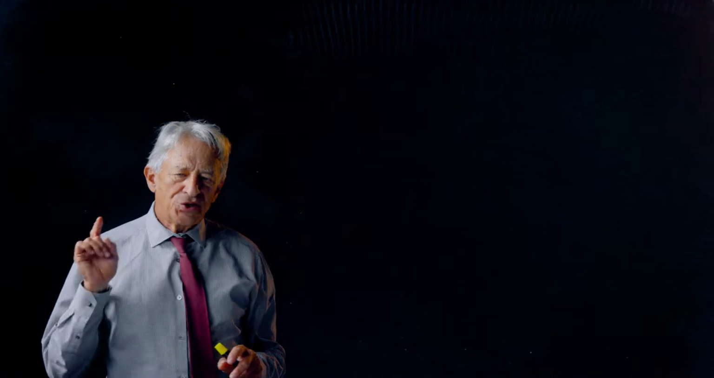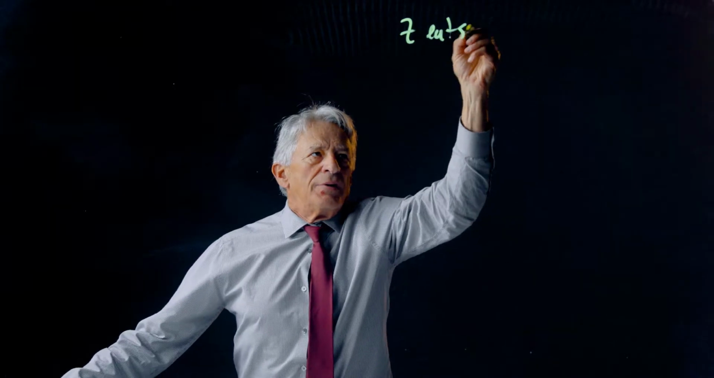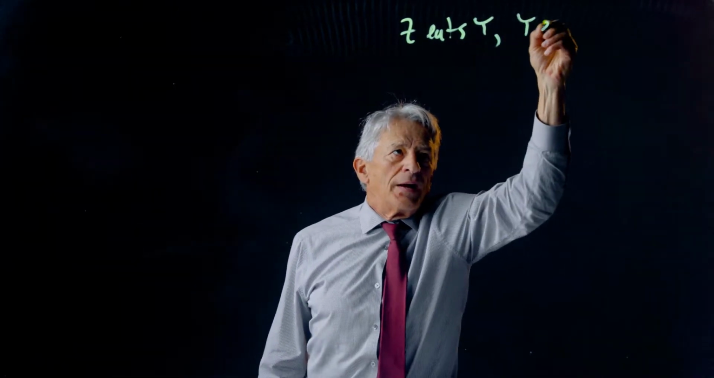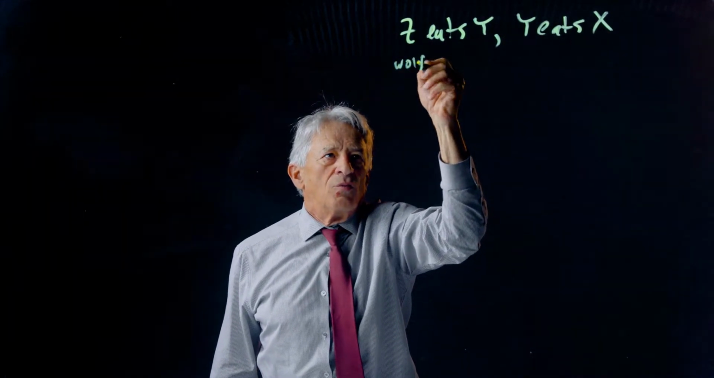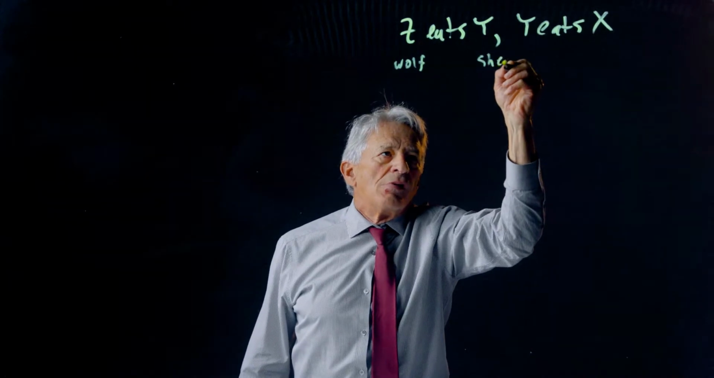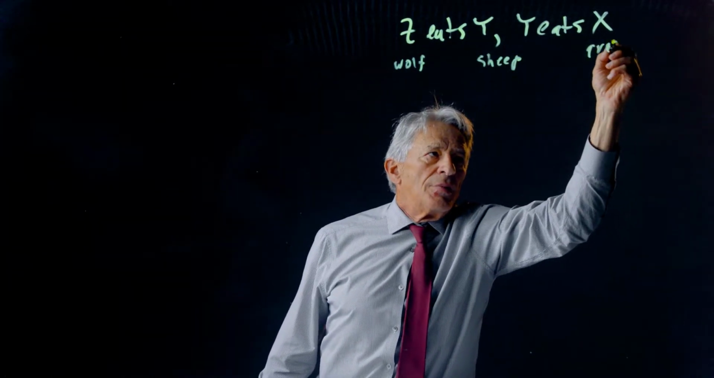So that was the discrete logistic function, and we saw the sequence of bifurcations called a period doubling sequence as its route to chaos. I want to show you the same thing in the food chain model. You remember Z eats Y, and Y eats X, and you can think of this as wolf, sheep, and grass.